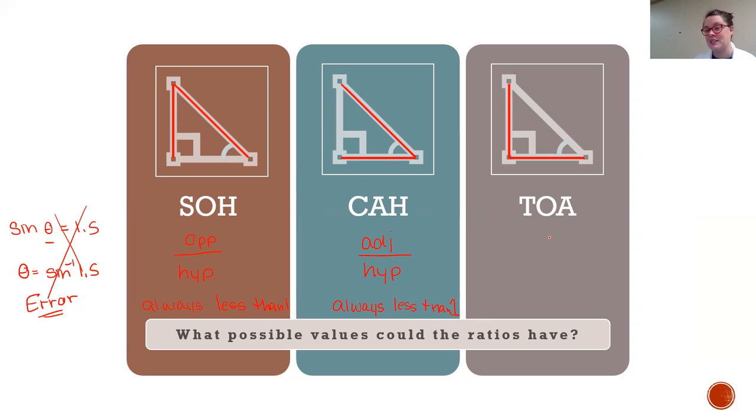Tangent, on the other hand, is opposite over adjacent. Is the opposite side always the shortest? There's no rule for that. Is the adjacent always the longest? Not necessarily. Sometimes they could flip. One of them isn't always the longest side. So for tangent, you can get any value. Okay? You can get any value at all. It's just sine and cosine that will always be less than 1.